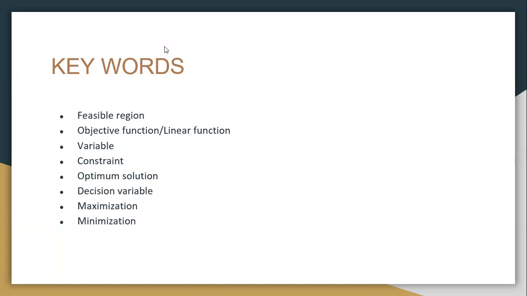So we shall look at the feasible region. We are going to look at what we call the objective function. Sometimes, depending on the book we are reading, they call them the linear function. We are going to look at what we call variables. We are going to look at what we call optimal or optimum solutions. We shall look at what we call the decision variables. Then we shall look at what we call maximization or minimization. So those are some of the keywords we are going to look at in this particular topic.